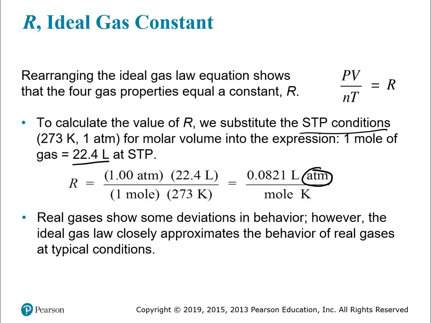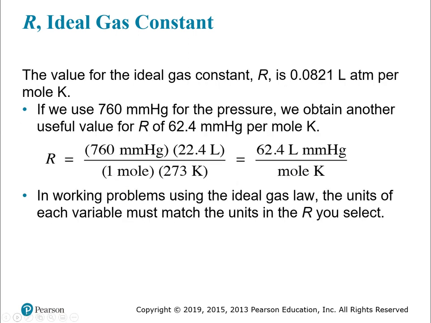Now, real gases do show some deviations, but the ideal gas law is pretty close to approximating the behavior of real gases at typical conditions. So it's a pretty nice substitute because it's a lot easier to work with. But let's say that you want to use pressure in millimeters of mercury. You can do the same trick and substitute in your pressure, temperature, volume, and 1 mole. Only instead of 1 atmosphere, you put in 760 millimeters of mercury. Then you can solve for that R.